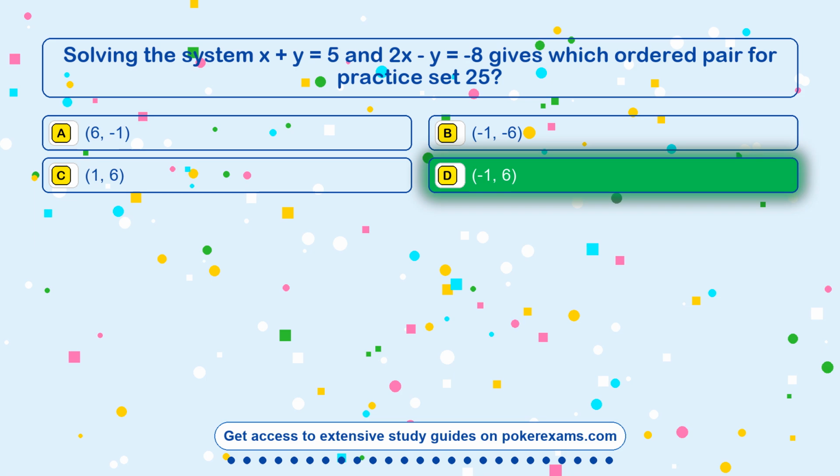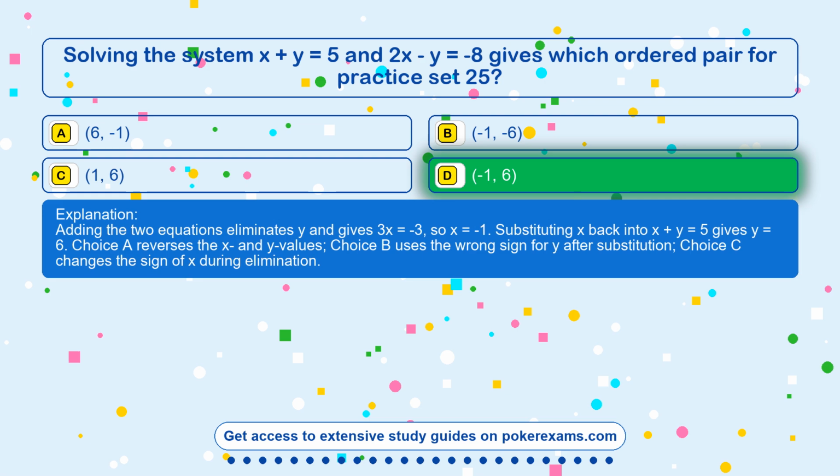The correct answer is option D, minus 1, 6. Adding the two equations eliminates y and gives 3x equals minus 3, so x equals minus 1. Substituting x back into x plus y equals 5 gives y equals 6. Choice A reverses the x and y values. Choice B uses the wrong sign for y after substitution. Choice C changes the sign of x during elimination.